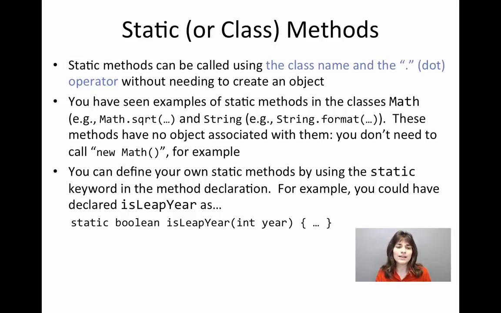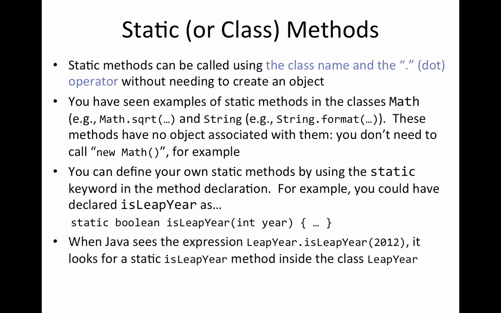For example, if we write static boolean isLeapYear, in the parentheses int year, that will mean that the isLeapYear method is now static. It can be called by class name dot isLeapYear. When Java sees this expression, LeapYear dot isLeapYear and some argument, where LeapYear is the class name, then it knows that isLeapYear ought to be a static method because LeapYear is the name of the class. It also knows that it will find the implementation of this method inside the LeapYear class.